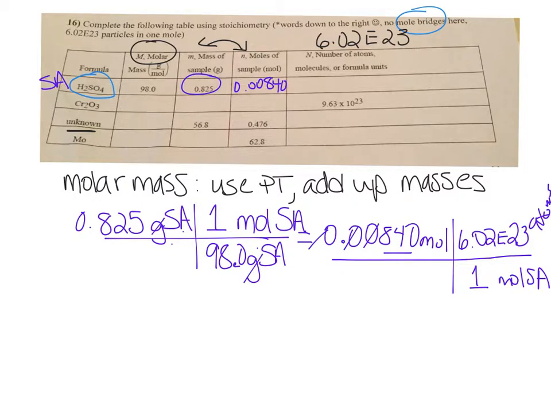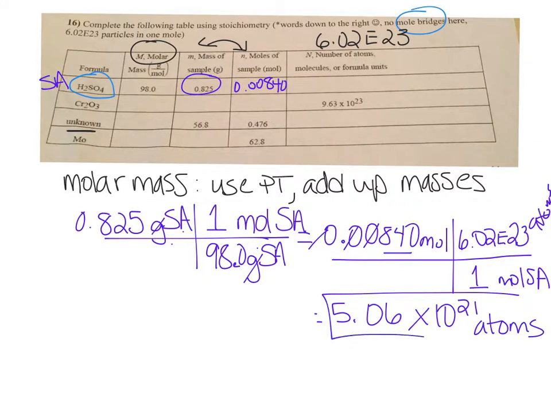So once again, now we're going to multiply, and you're going to get 5.06, okay, I'm going to keep the 3 sig figs, times 10 to the 21 atoms. And I actually should not say atoms. This should actually be molecules. There we go.